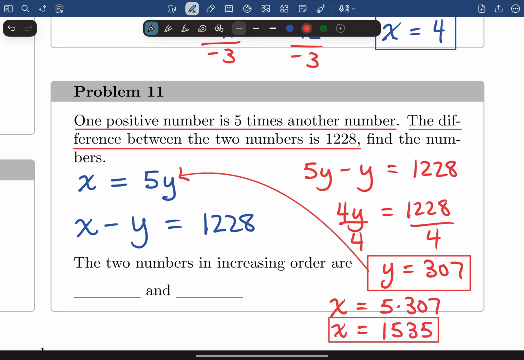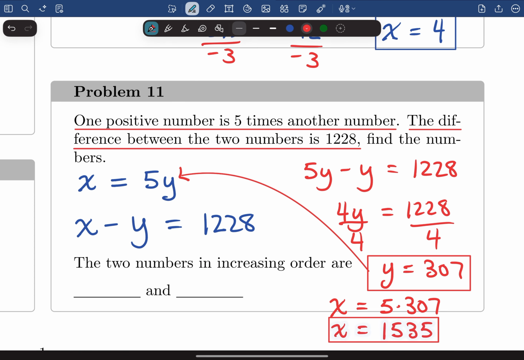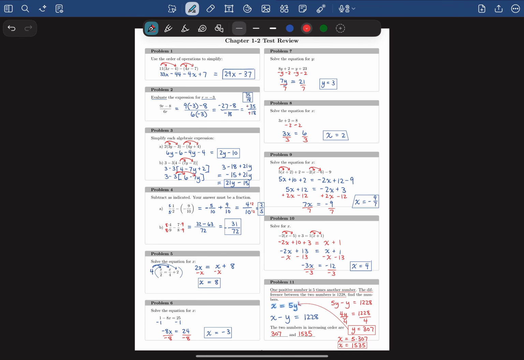And they want me to write as a final answer the two numbers in increasing order, right? Increasing order means the smallest first and then the bigger one second. So we're going to write 307 as our first answer and 1,535 as our second answer. We're ready to move forward into problem number 12.